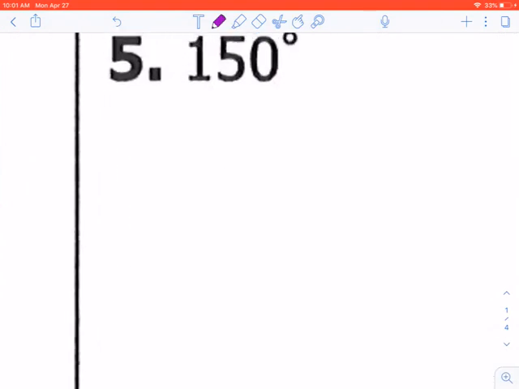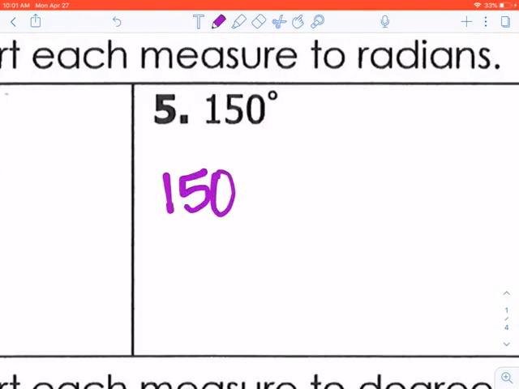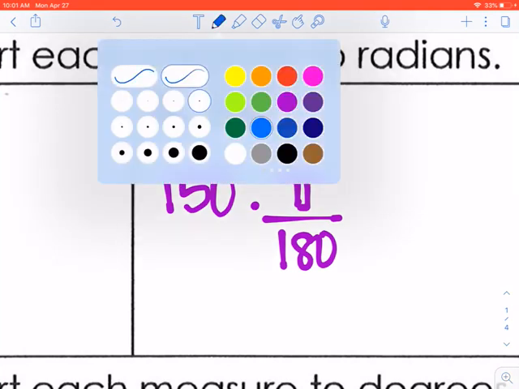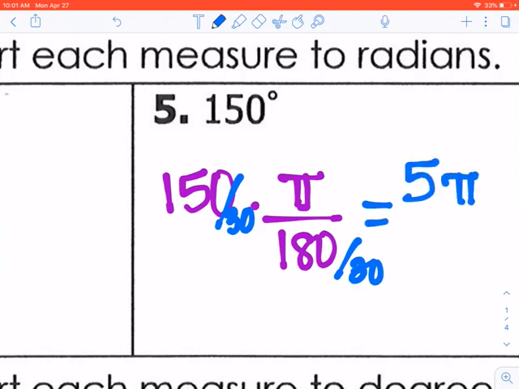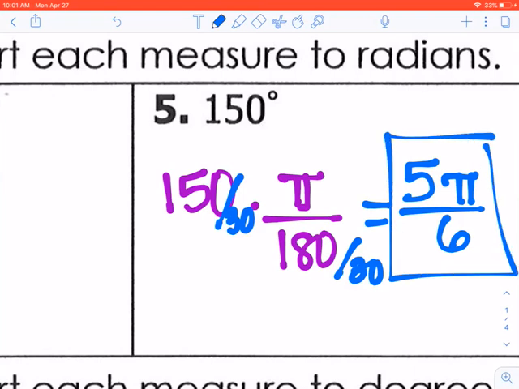So I'm going to take my 150 and multiply it times pi divided by 180. Again, degrees to radians, I multiply by pi over 180. And I'm just going to reduce as much as I can. 150 and 180, I can reduce this one by 30 and this bottom one by 30. And we would get a 5 pi on top and then a 6 on the bottom, okay? So if I reduce the top and bottom by 30, I get 5 pi over 6, and this is my radian measure for 150 degrees.